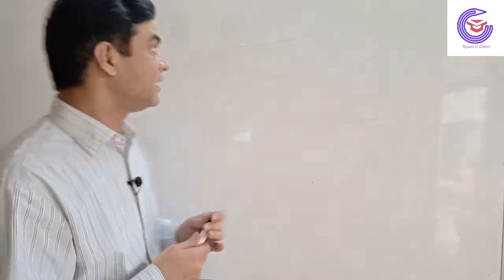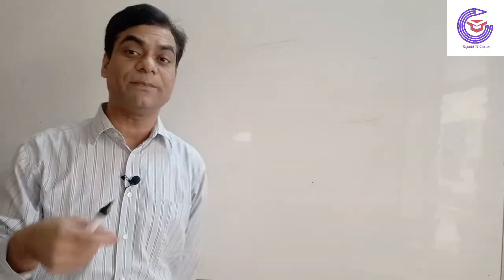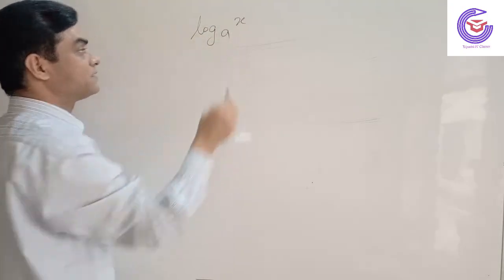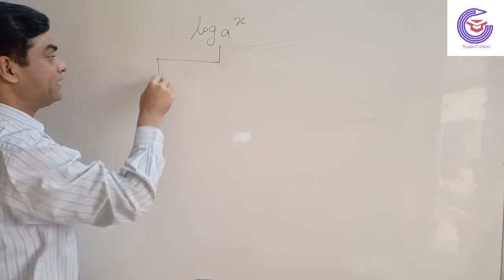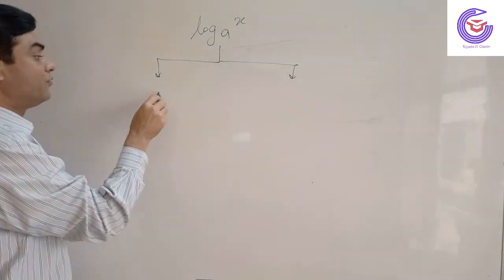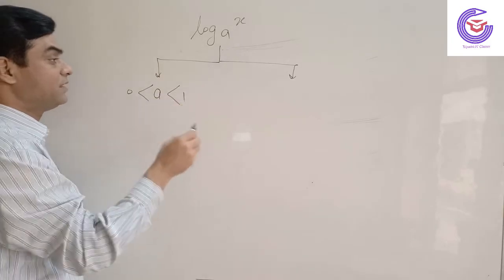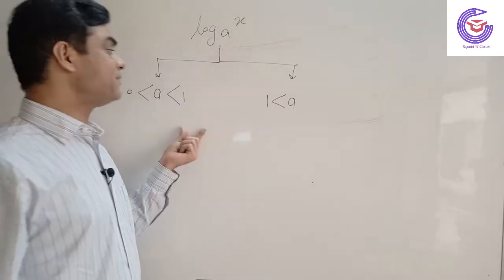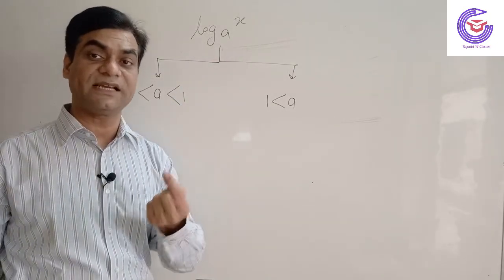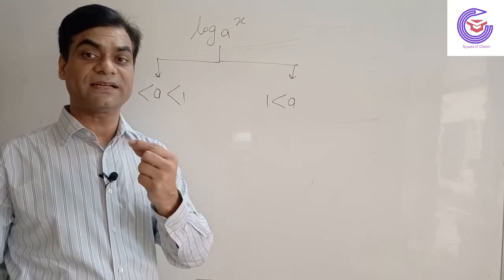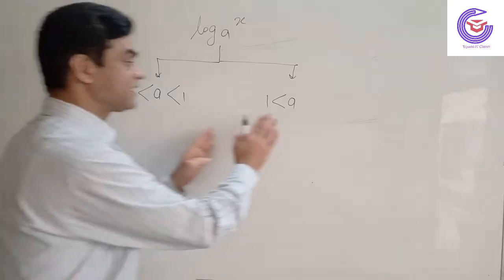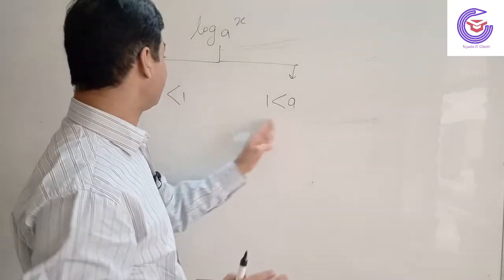In plotting the logarithmic function, we categorize into two categories on the basis of the base. Suppose the graph is log x base a. It will be categorized into two cases: when a is between 0 and 1, and when a is greater than 1. A can never be negative, because in exponential form the base can never be negative, as that would become irrational. So we consider only two cases, and we will plot each case one by one.